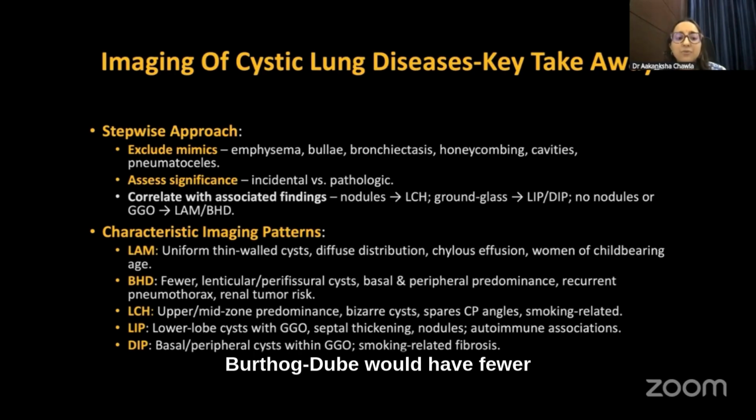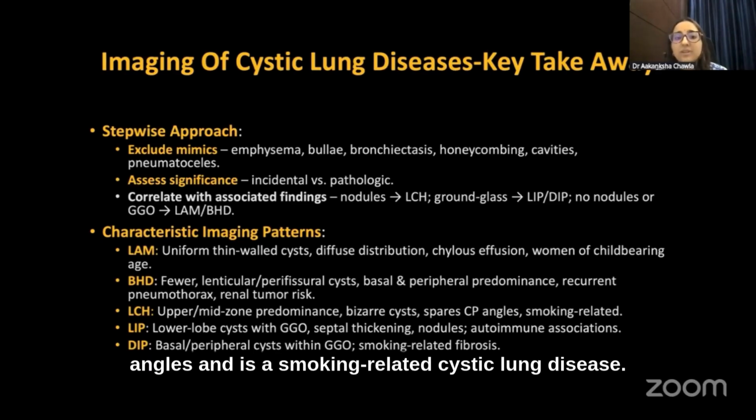Birt-Hogg-Dubé would have fewer lenticular or peripheral cysts, basal and peripheral predominance, recurrent pneumothorax, renal tumor history, and recurrent pneumothorax history in first and second degree relatives. Langerhans cell histiocytosis would have an upper and mid zone predominance, bizarre looking cysts. There is sparing of the CP angles, and it is a smoking related cystic lung disease.